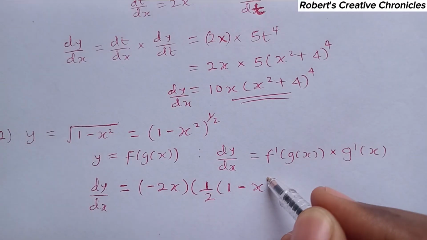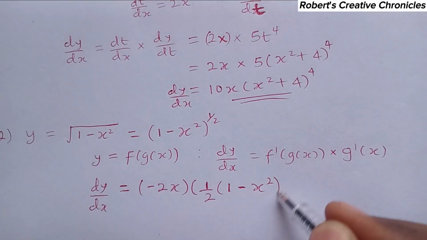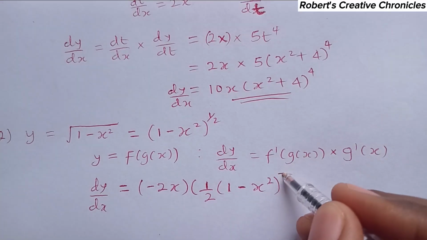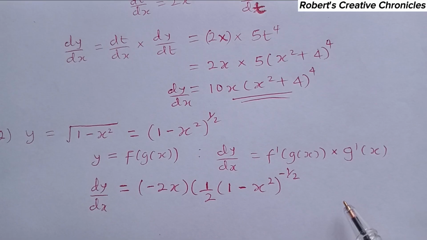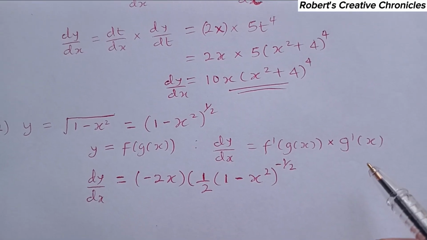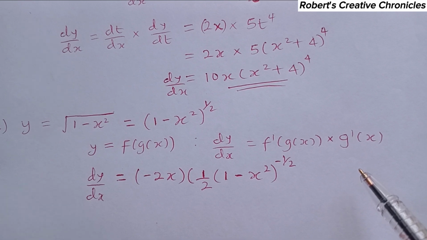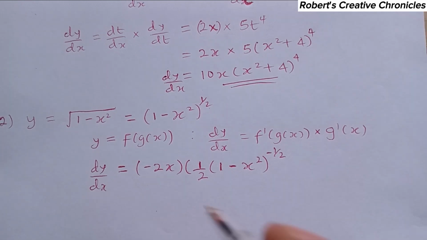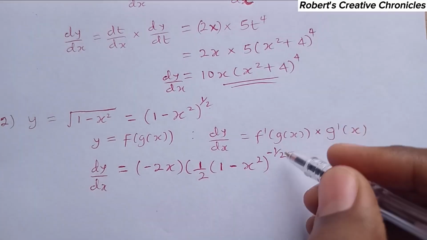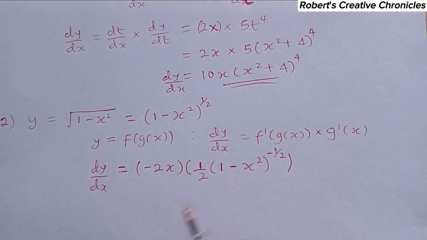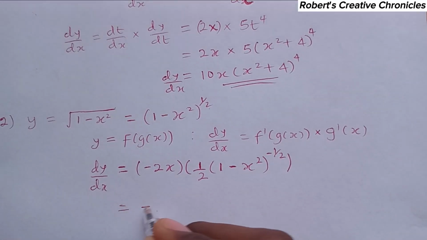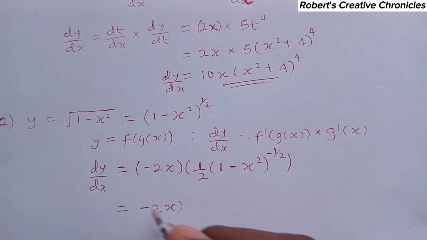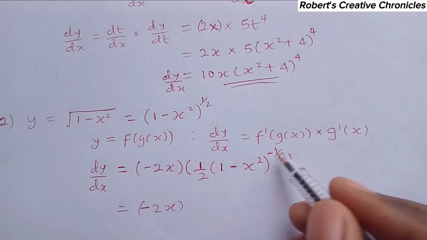1 minus x squared. Then half minus 1 is negative half. So this is the derivative, as simple as this. Then you can simplify it further. So this is it. Then we'll put the final bracket. Now we can further simplify it. This becomes negative 2x. Then here, you know, it's negative 1 over 2.